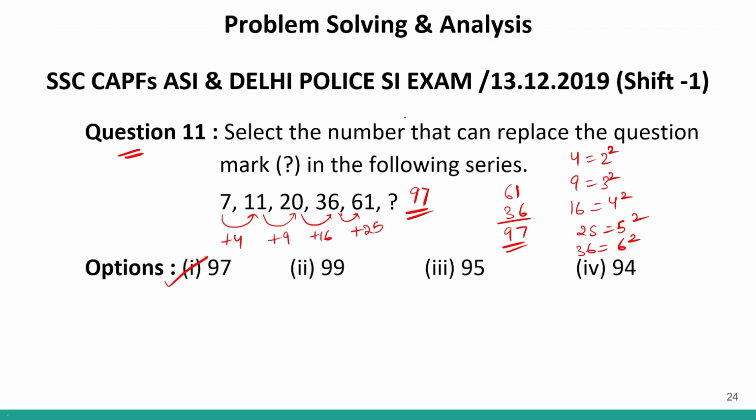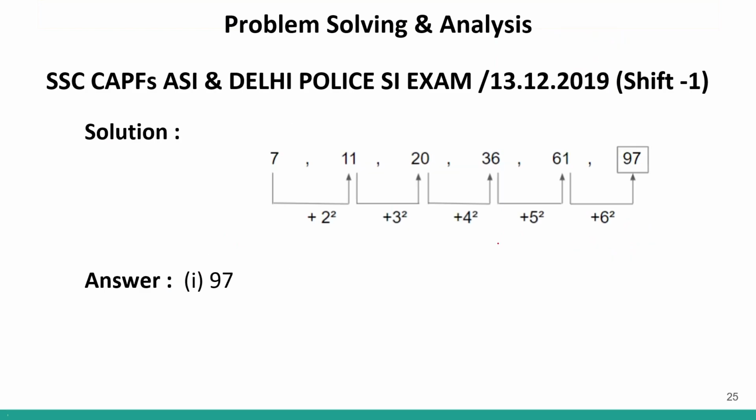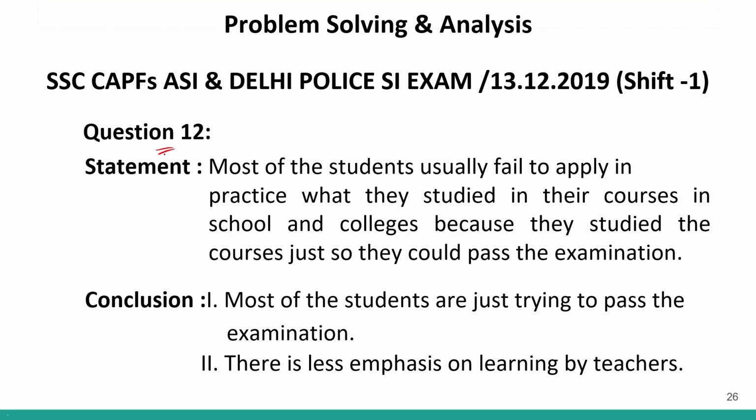Clear? This is why it is important to remember the squares of at least 1 to 30. This much you should know. Because if you know the squares, just looking at the number, we could easily identify. So here you can see plus 2 square, plus 3 square, plus 4 square, plus 5 square, and then plus 6 square.